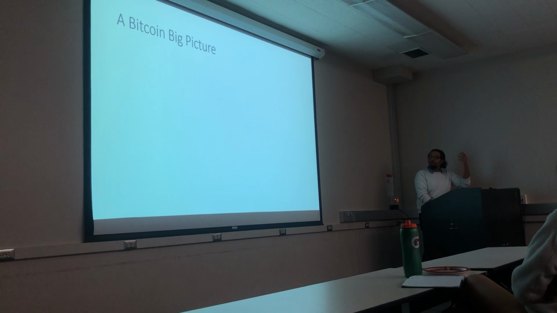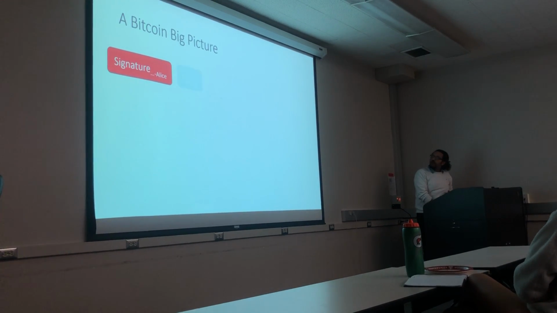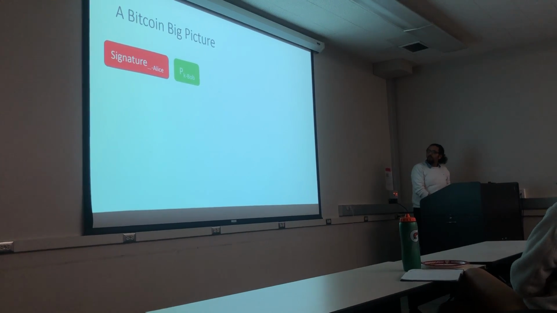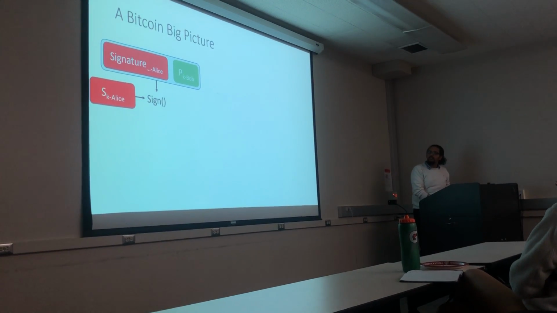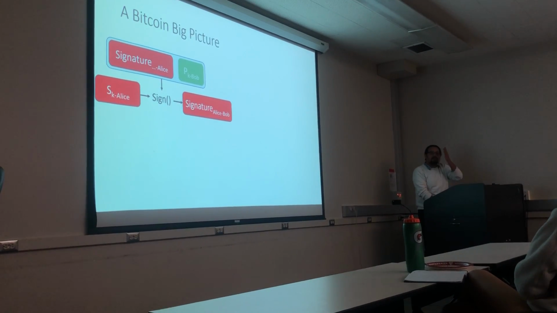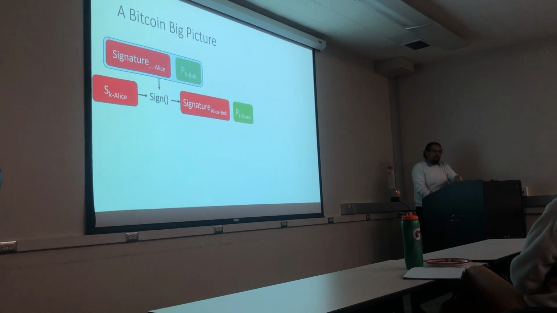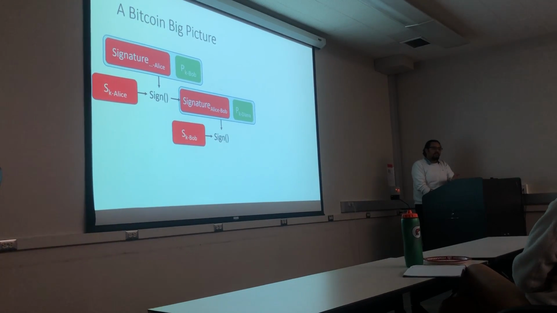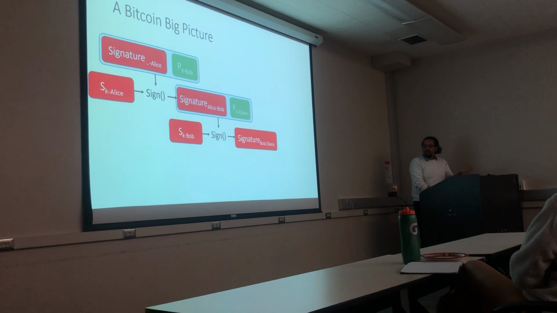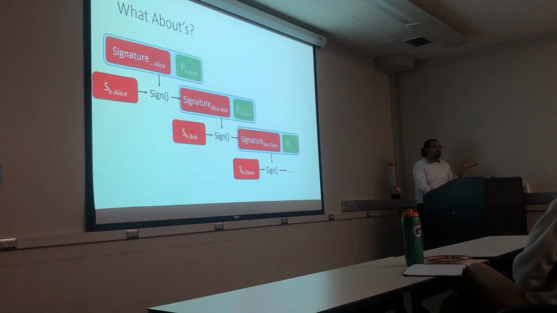So the big picture of a Bitcoin is, Alice got this coin from someone. Alice wants to transfer it to Bob. She puts the public key, combines it, and signs it with her secret key, generating a signature from Alice to Bob, so now this coin is owned by Bob. Bob wants to move it to Diane, does the same thing, and signs it with their secret key, generating a signature from Bob to Diane. And so on and so forth.